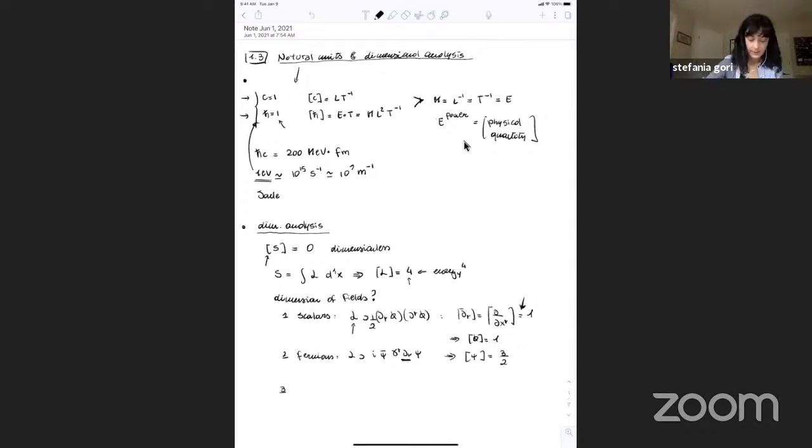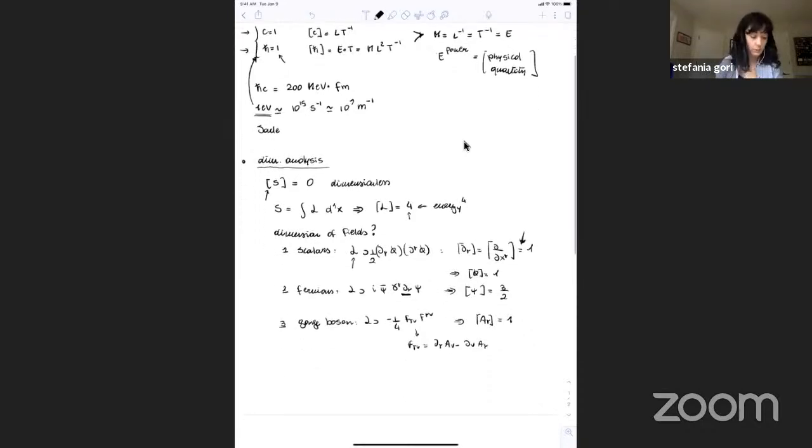And then the last one is a gauge boson. Again, we have the Lagrangian. This is given by -1/4 F mu nu squared, where F mu nu was given by the derivative minus this other derivative. And then again, we get that the dimension of a gauge boson is equal to 1. Okay.